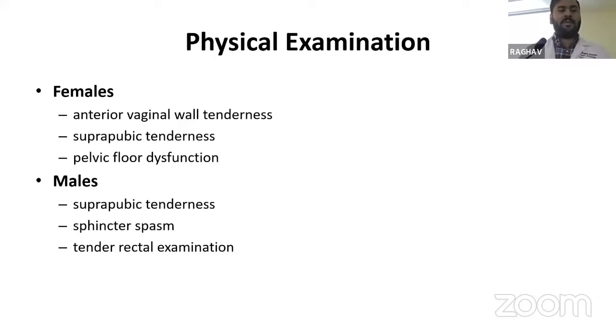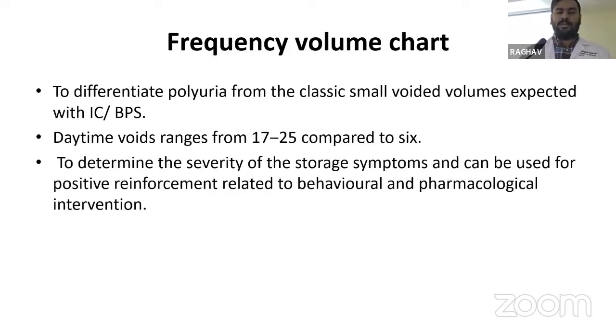Physical examination in females: there may be anterior vaginal wall tenderness, suprapubic tenderness, and associated pelvic floor dysfunction. Males present with suprapubic tenderness, sphincter spasm, and a tender rectal examination. A frequency volume chart is very helpful in monitoring therapy and to differentiate polyuria from the classical small voided volumes expected with IC/BPS. Daytime voids range from 17 to 25 compared to 6, to determine the severity of storage symptoms, and it can be used for positive reinforcement related to behavioral and pharmacological intervention.